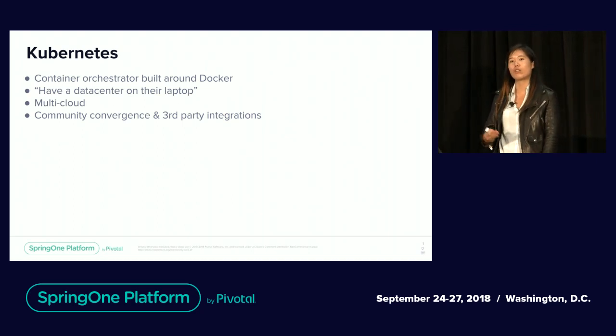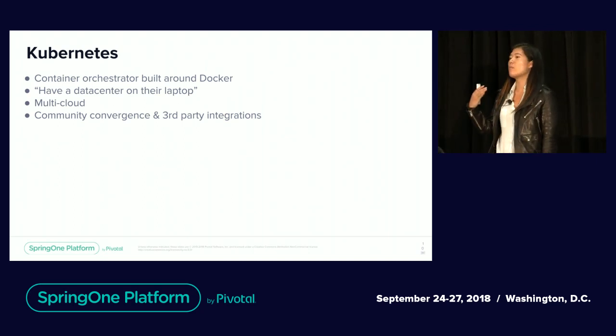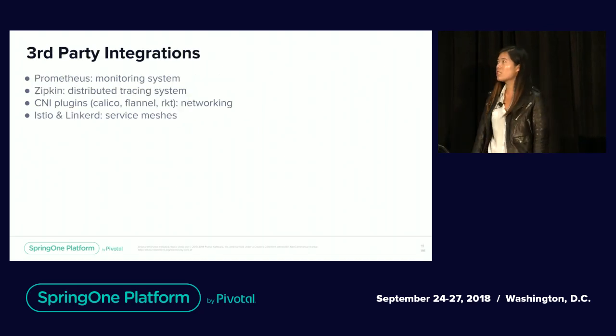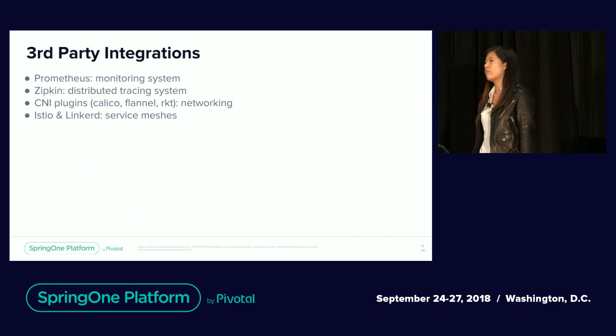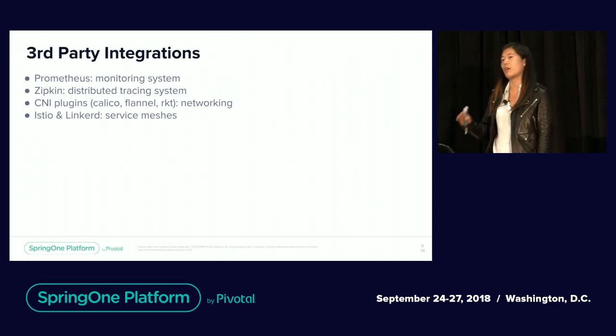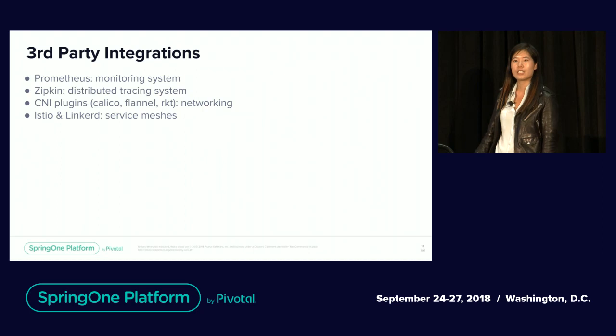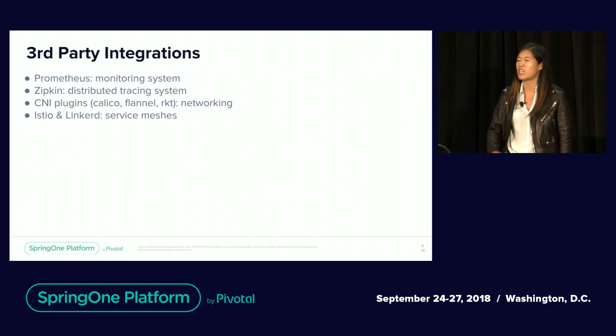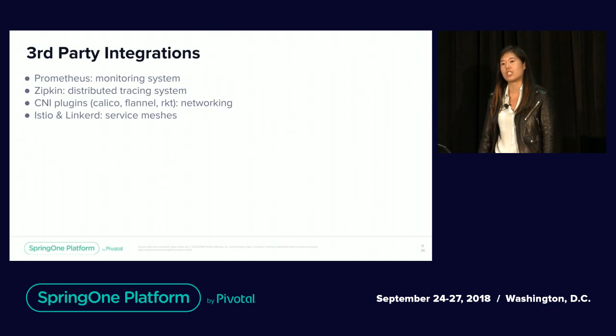And we've seen a lot of third-party integrations provide even more power than ever before to your Kubernetes experience. So this is just a very, very short list, right, of third-party integrations. If I actually put every single third-party integration on a slide, it wouldn't fit. You wouldn't be able to read it. But we can see here that you get a lot of power from third-party integrations, such as monitoring, distributed tracing, networking solutions, and service meshes, just to name a few things. And you can pick and choose which third-party integrations you want to have as part of your Kubernetes experience.